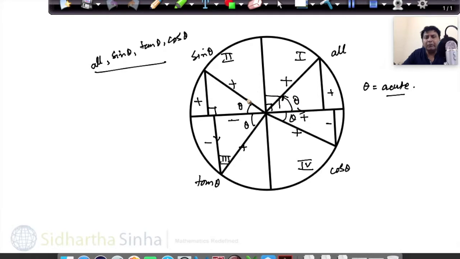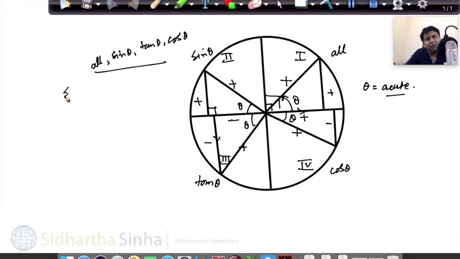Whatever angle is here, if I say the angle is 135 degrees, you can call it 180 minus 45, so that's in the second quadrant. So sine 135, which is 180 minus 45, in the second quadrant will be positive. All other things will be negative. Similarly, you can find out for all 4 quadrants. This gives us many formulas actually.